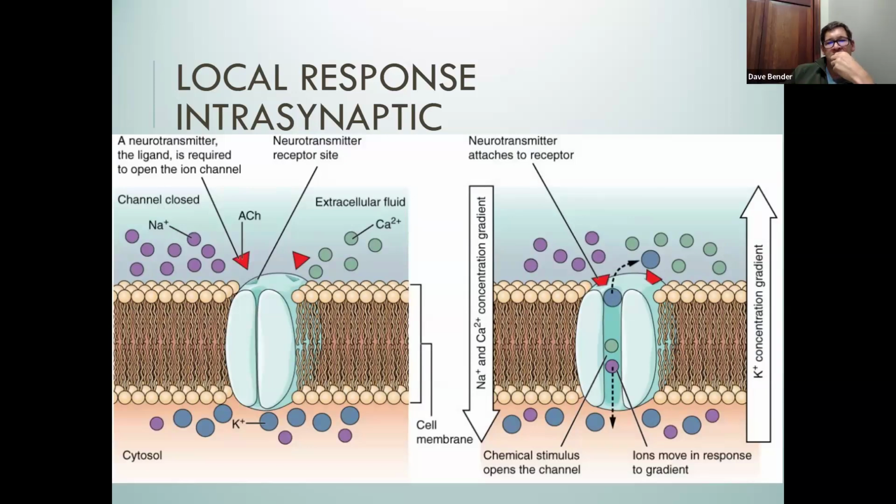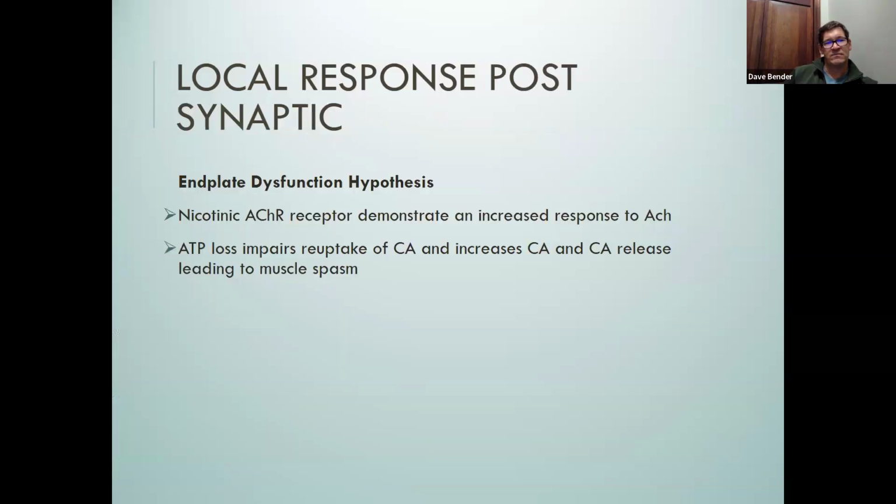So within there, this is that model of where it's happening at the neural plate, and why we see that sensitization. Again, there are nicotinic receptors, which demonstrate increased response to acetylcholine. Again, it impairs the reuptake of calcium and increases the calcium release. And this increased calcium then leads to the muscle spasm. So we can think about that muscle spasm now being generated by what's happening at the end plate.